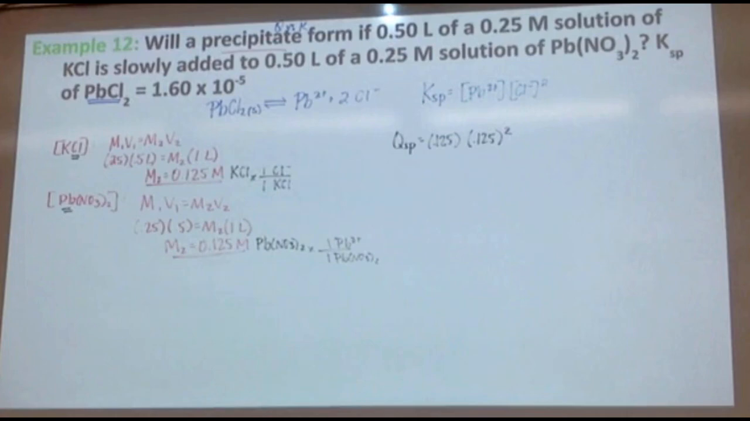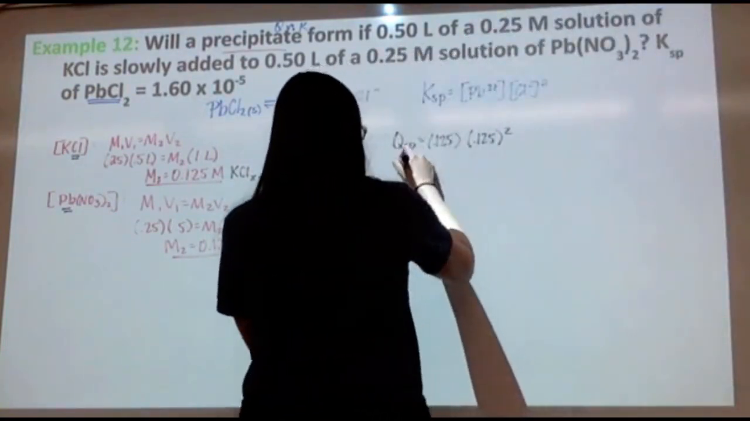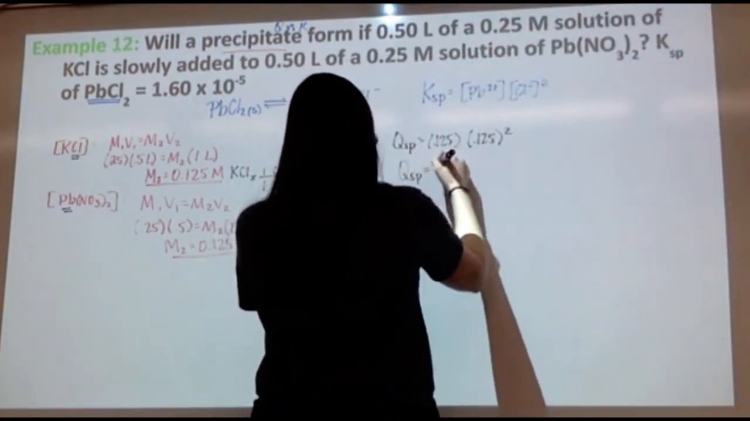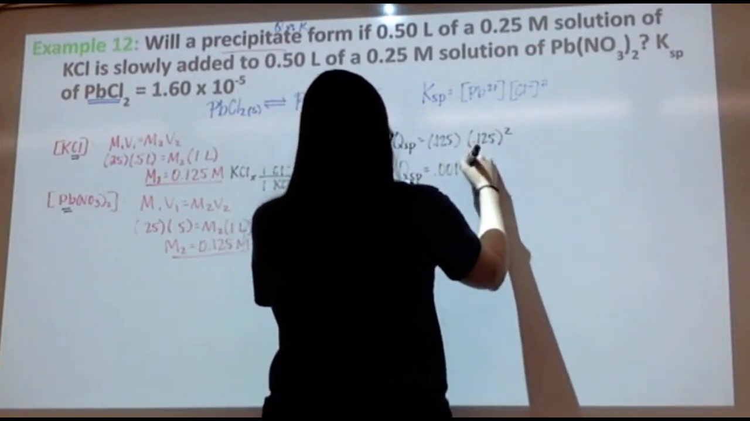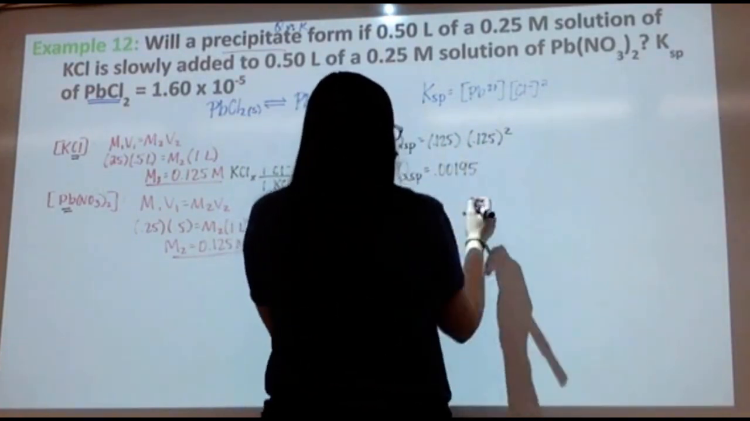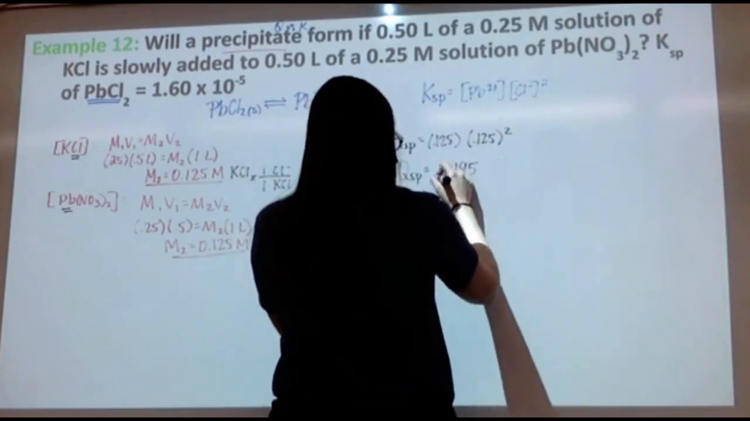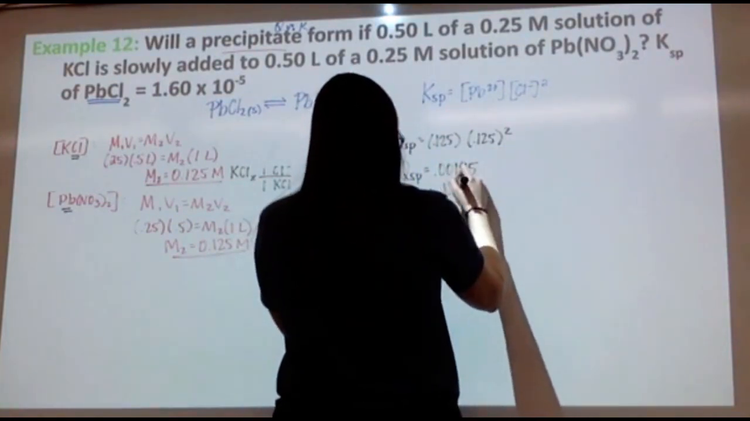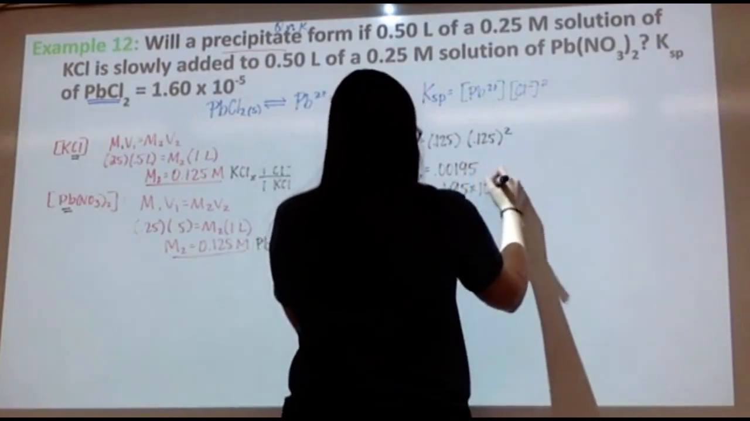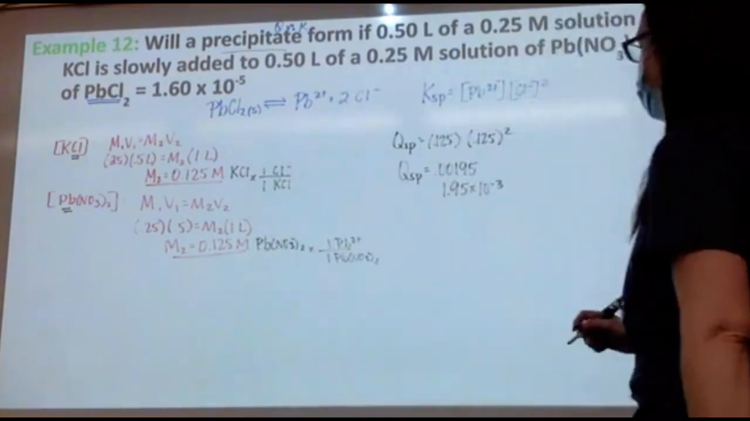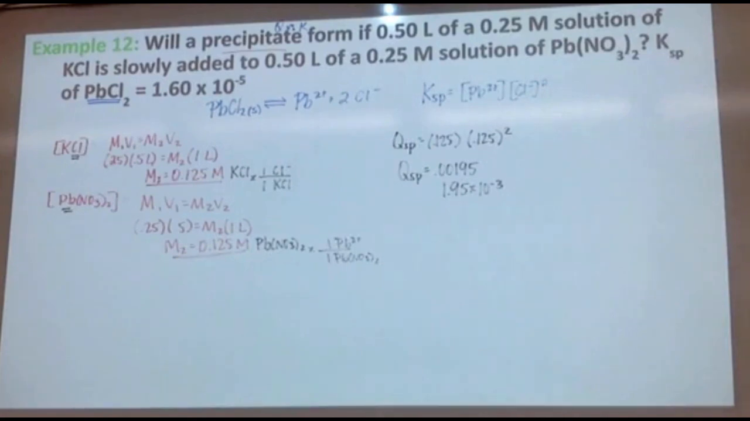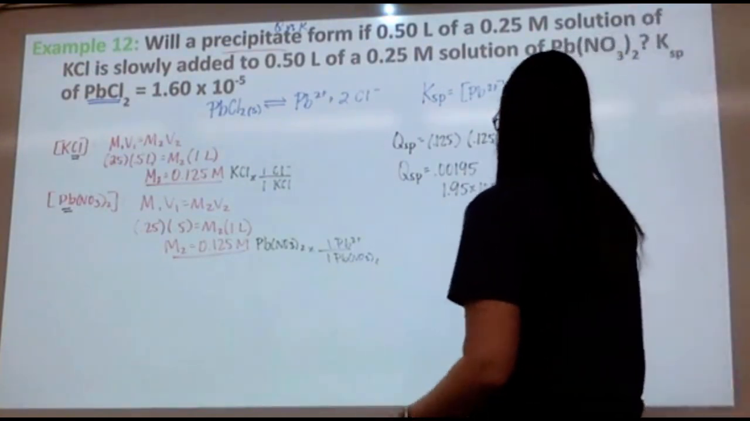So we can do 0.125 times 0.125 squared. Qsp is 0.00195. Put it in scientific notation to help: 1.95 times 10 to the negative third. There's Q. How does Q compare to K? It's greater than K.